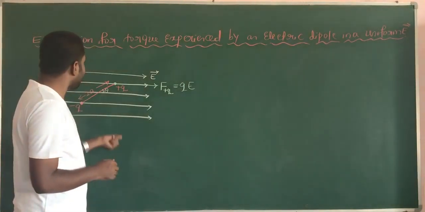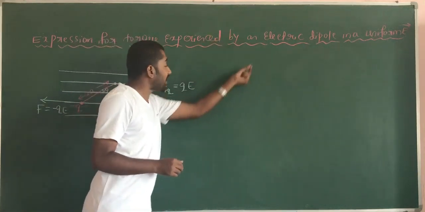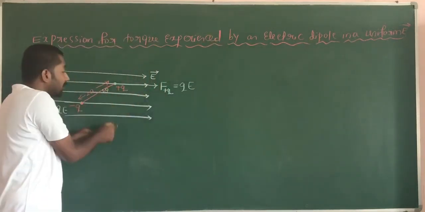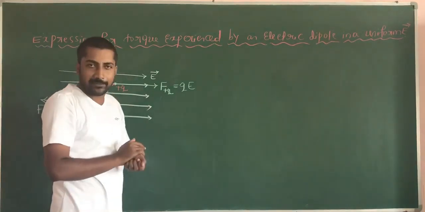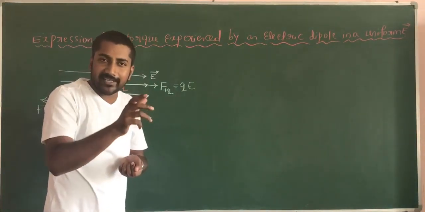Now I am going to calculate the torque experienced by an electric dipole. This is the electric dipole, and this electric dipole is placed in the region of uniform electric field, where the torque is produced.